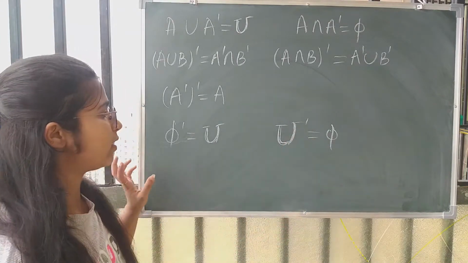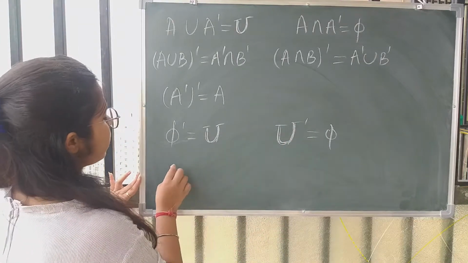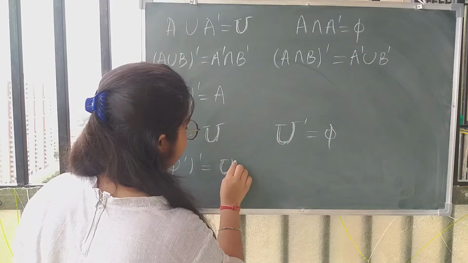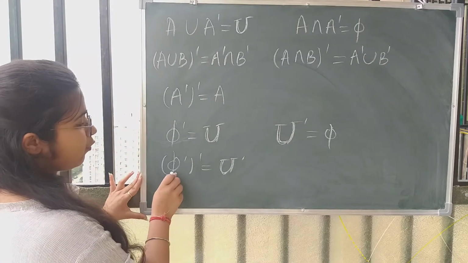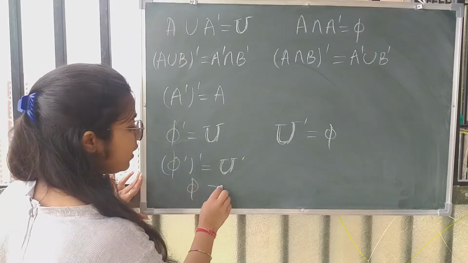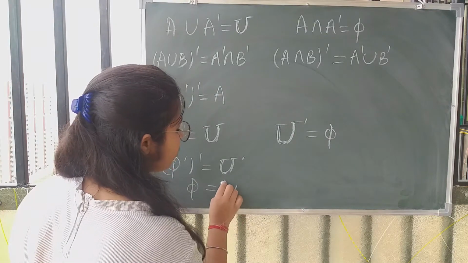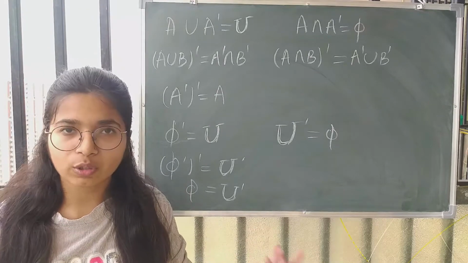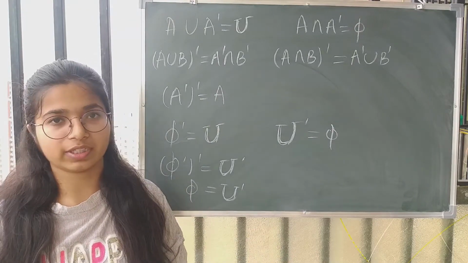You can also check this if we take complements of both the sides. If we do this, then what do we get? Phi complement by this property is phi only. So we get that the universal set complement is actually phi. So these are all the properties which are followed by the complements of a particular set.